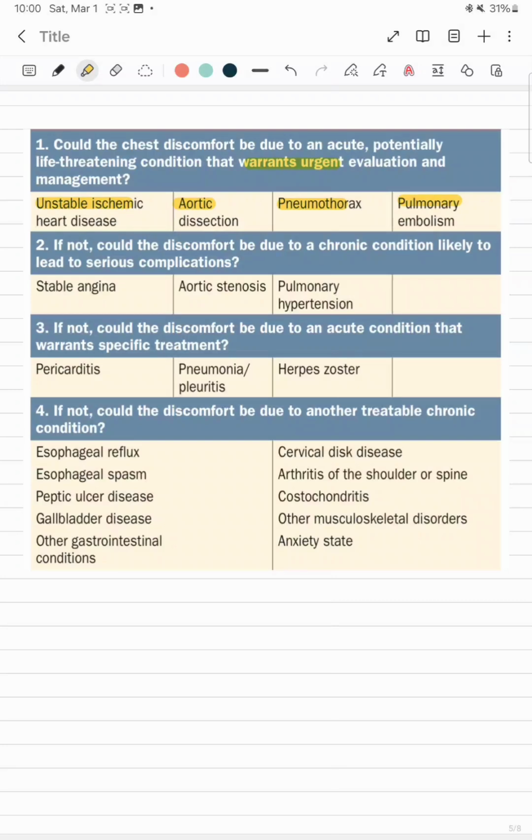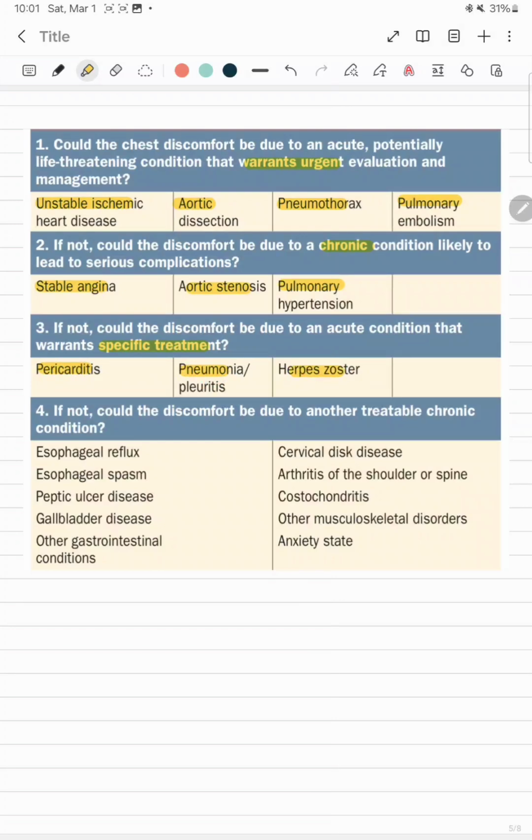If it is not such a category as explained previously in the clinical profile, if it is a chronic condition likely leading to serious complications, you should think first of stable angina, aortic stenosis, pulmonary hypertension. If it is not fitting the clinical profile into this category, then could the discomfort be due to an acute condition that warrants specific treatment, such as pericarditis, pneumonia, and herpes zoster, you should think of.